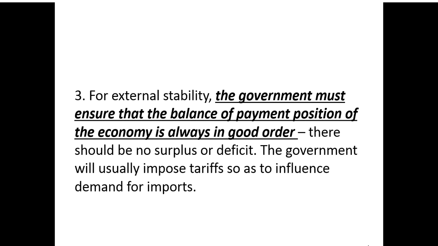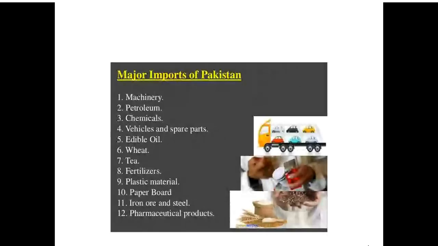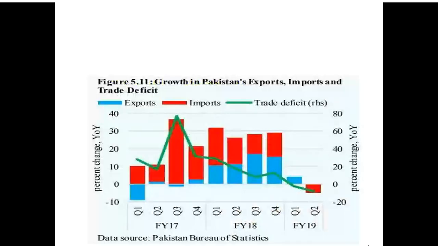There's also external stability, and that is related to international trade. The balance of payment position of the country is also the responsibility of the government. It has to ensure that, if possible, the exports should remain higher than the imports. In other words, there should be a trade surplus, or at least the trade deficit should be at an acceptable level. And that is a major macroeconomic policy objective of the government.